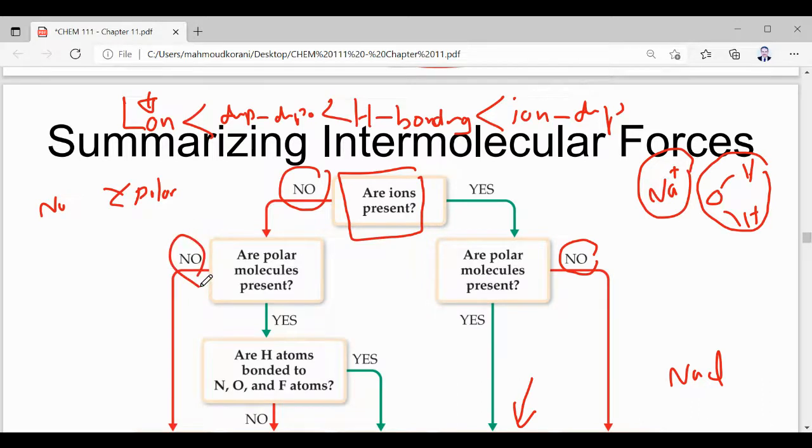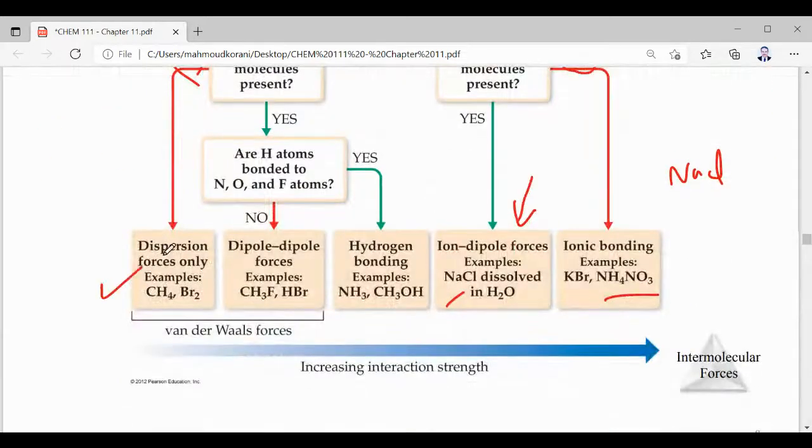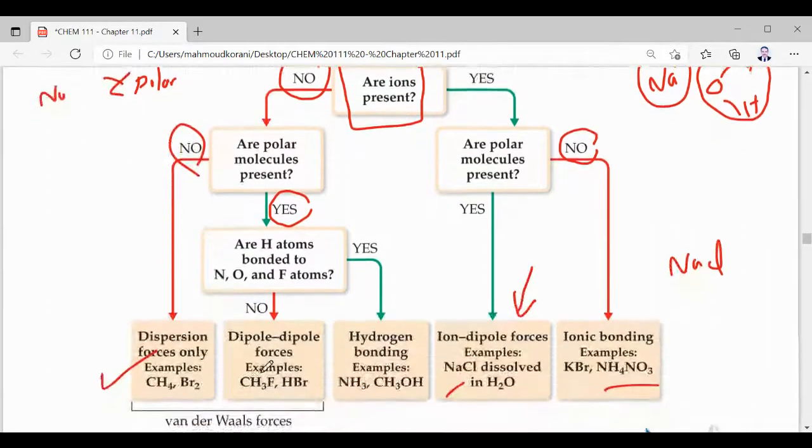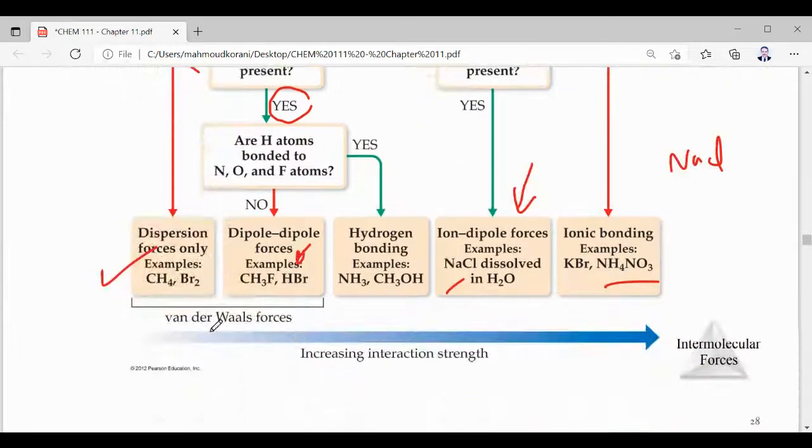If it's no, you have London force, the dispersion London force. If you have polar molecules in your mixture, if it's yes, you could expect dipole-dipole interaction, okay, dipole-dipole force. Okay, actually these three are called van der Waals forces.